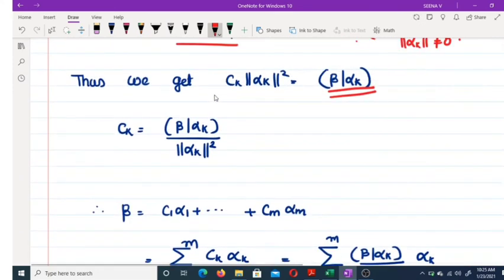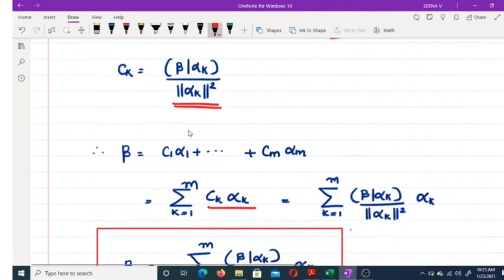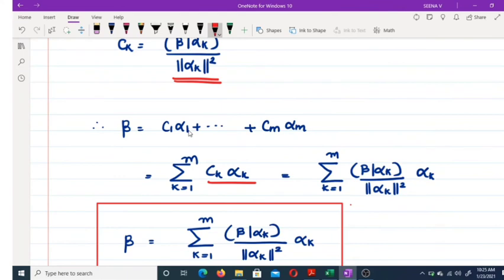Inner product of beta. Then from this we get Ck equal to inner product of beta and alpha k divided by norm of alpha k square. As alpha is non-zero, this norm is not equal to 0. This Ck is well defined. Therefore, beta equal to C1 alpha 1 plus etc. plus Cm alpha m, which is equal to sigma k equal to 1 to m Ck alpha k, and replace this Ck with this one: inner product of beta and alpha k divided by norm of alpha k square into alpha k.